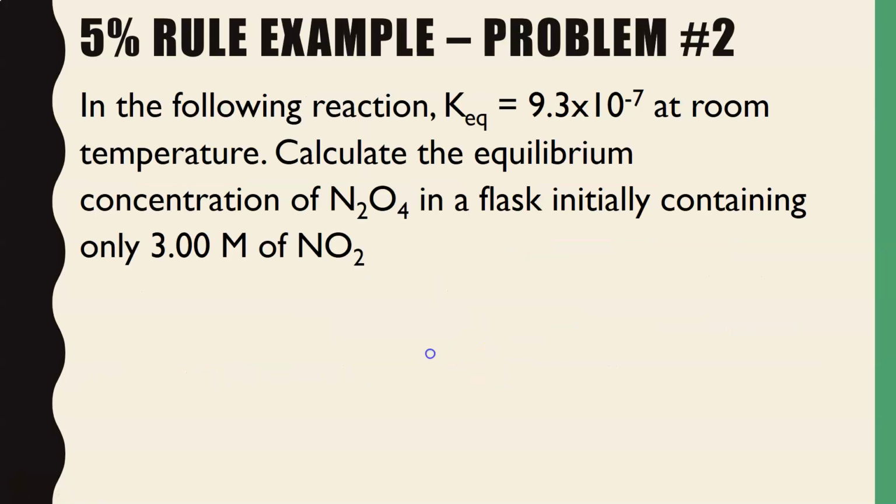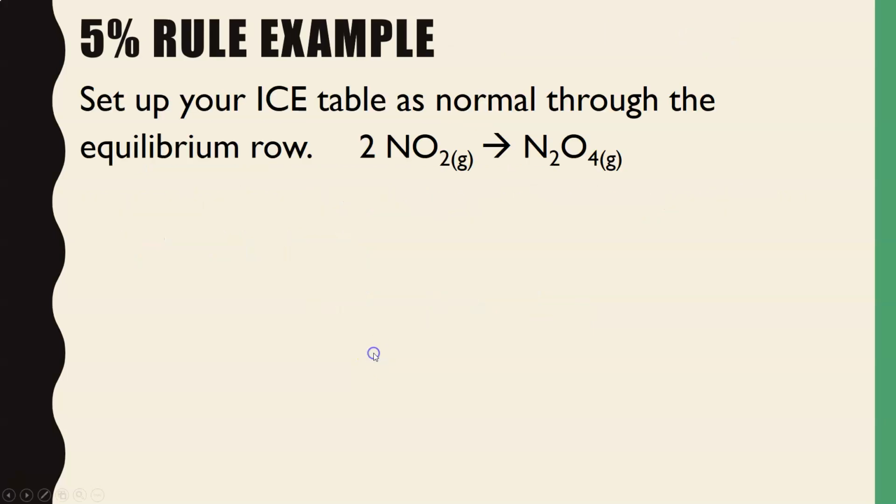In the following reaction, your equilibrium constant is 9.3 times 10 to the minus 7 at room temperature. Calculate the equilibrium concentrations in your flask containing only 3 molar of NO2. So here's your equation. You need to set up your ICE table using this equation. So why don't you pause and try to set it up?